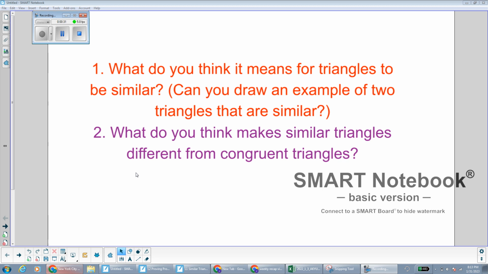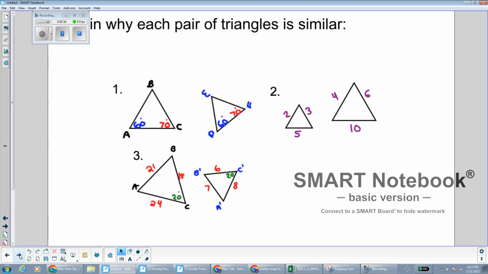Let's talk about what it means for triangles to be similar. So here we have 3 different pairs of triangles, and we're going to talk about why each pair of triangles is similar. If you take a look at the first pair of triangles, notice how corresponding angles A and D are congruent, and corresponding angles C and F are also congruent. Since this is 60 and this is 70, and same thing in this triangle, corresponding angles B and E have no choice but to also be congruent.